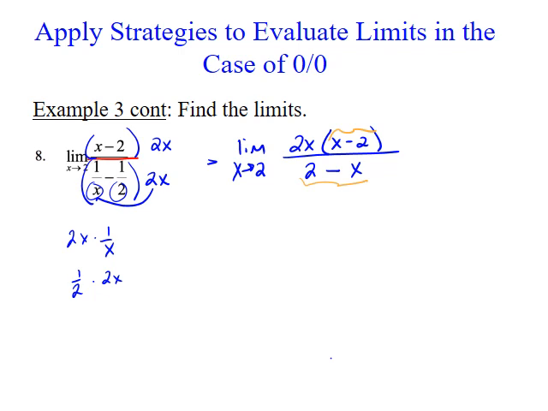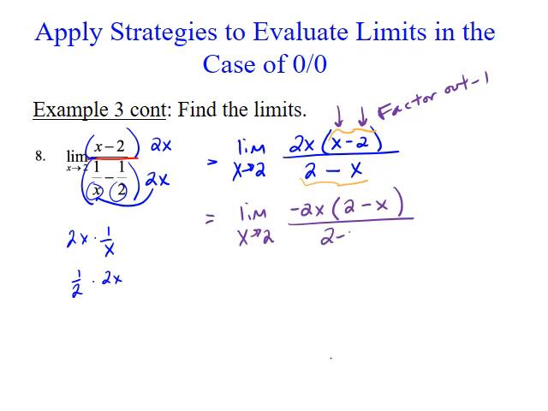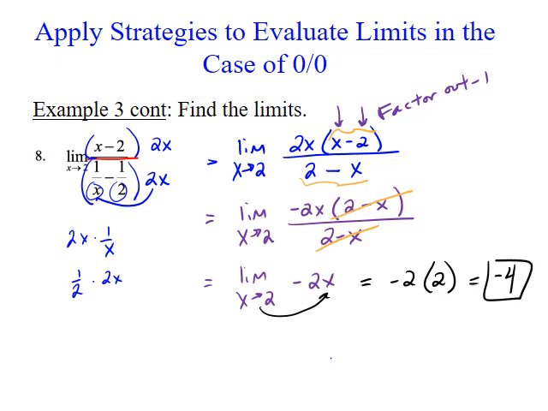So what I'm going to do is I'm going to factor out -1 here. So in the top, if I take out a -1, the signs change from each of these. So this will be a 2 minus x, which is what we have here. So now these cancel, and I'm left with the limit as x approaches 2 of -2x. And now I can use direct substitution to get my final result.